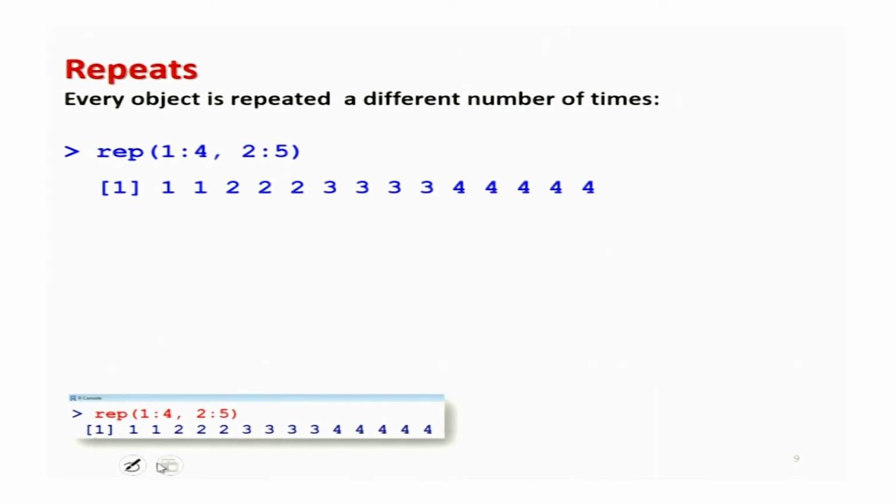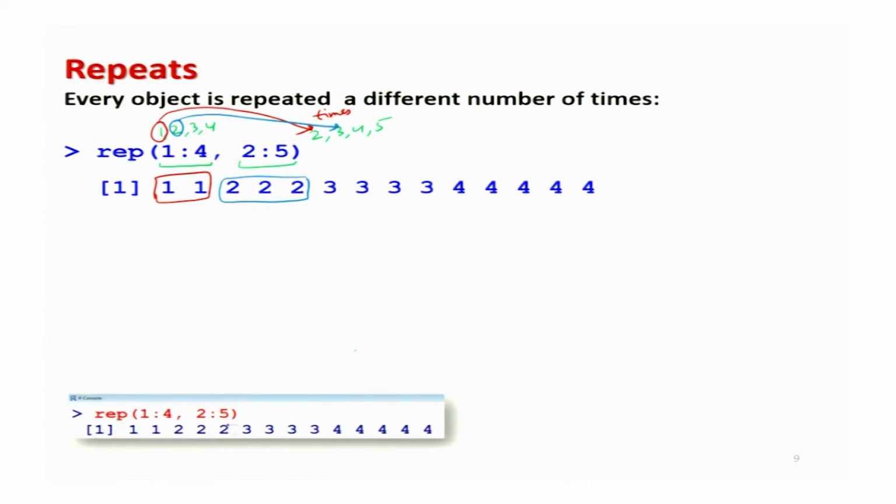Now I give you one more example. Suppose I take a sequence 1 to 4, that means 4 values 1, 2, 3 and 4, and after that I write another sequence 2 to 5, that is 2, 3, 4 and 5. What is going to happen? First you have to observe the way it works. This is taken as times. First the value 1 is picked up and repeated 2 times. Then the next value 2 is picked up and repeated 3 times.